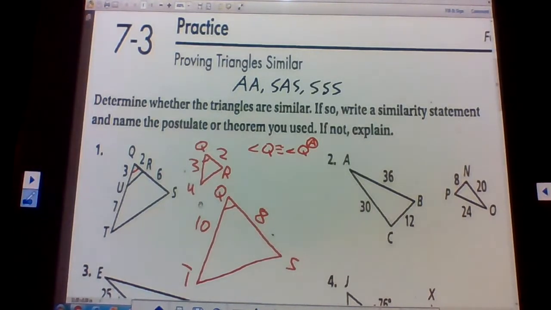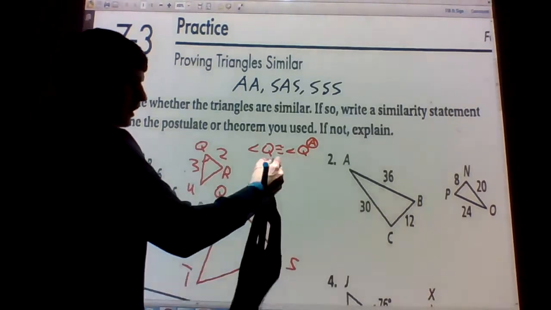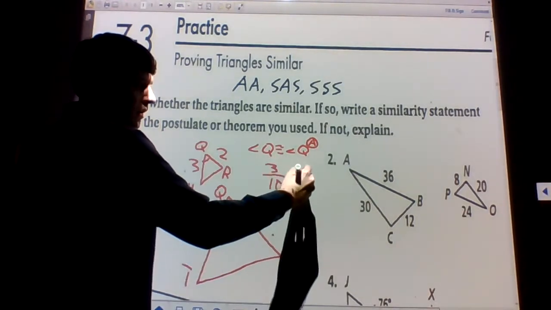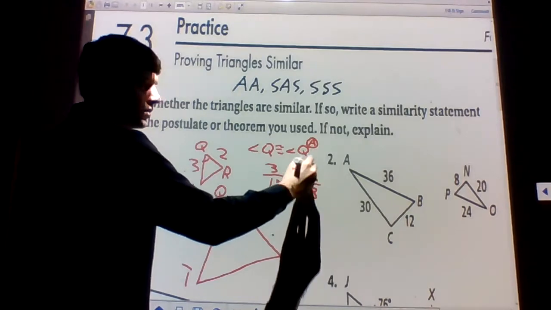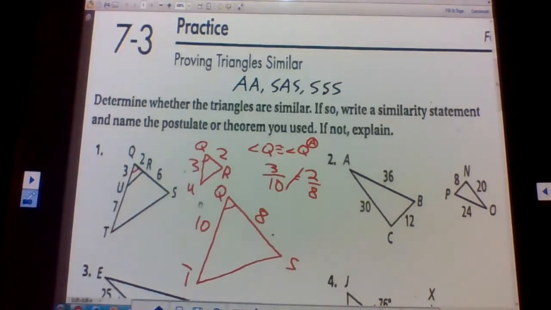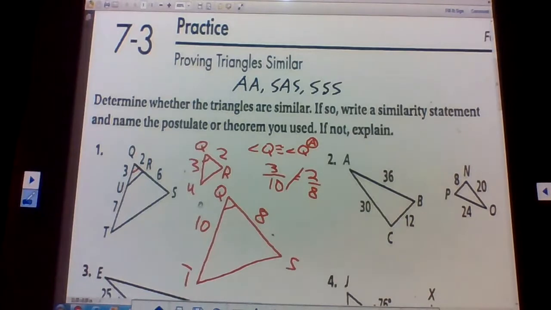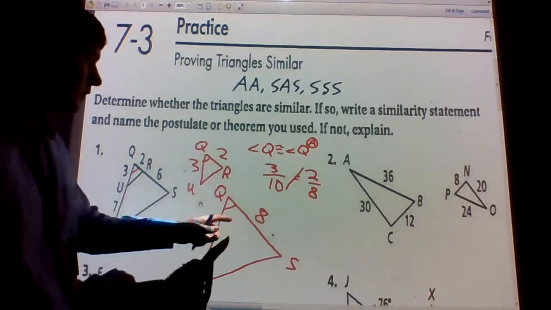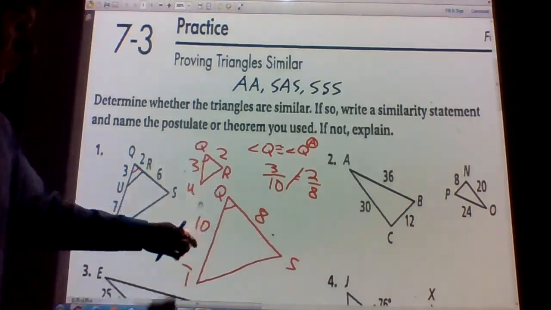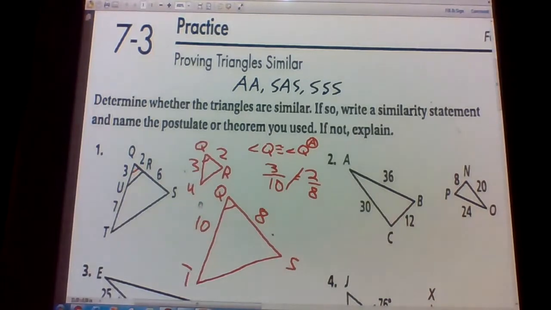And we need to check and see if we have two pairs of sides that are proportional. So 3 would correspond with 10, and 2 corresponds with 8. But those ratios are not equal, therefore those sides are not going to be proportional. They're not expanding at the same rate. This one gets 4 times larger, but this one only gets 10/3 larger.